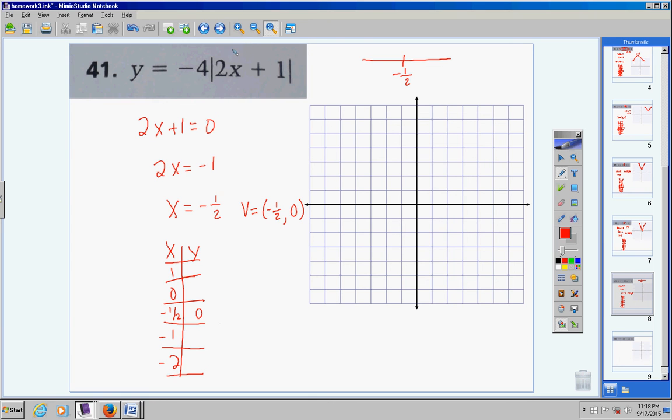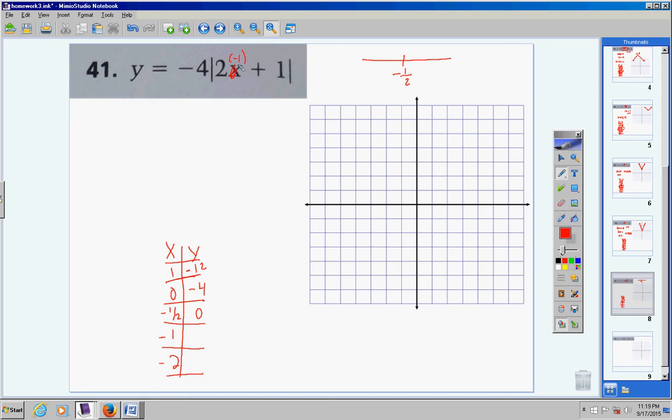Alright, and so here we go. Let's put a 1 in for x right here. Let's get us some space here to do a little bit of work. 2 times 1 is 2 plus 1 is 3, so I have -4 times the absolute value of 3. Well, the absolute value of 3 is 3, and 3 times -4 is -12. Alright, now let's put in 0 for x. 2 times 0 is 0, plus 1 is 1, so we have -4 times the absolute value of 1. The absolute value of 1 is 1, times -4 is -4. Alright, now let's go ahead and try, and I think that's a mistake. No, that's right. Now let's put -1 in for x.